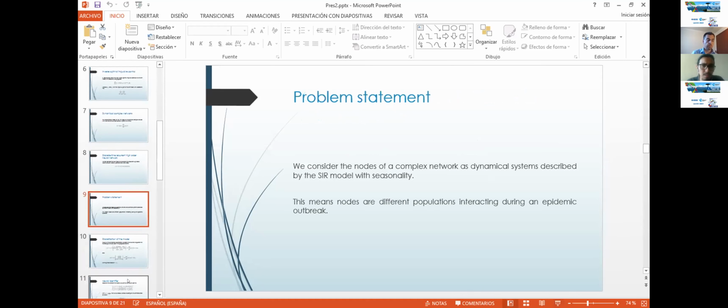Well, what we are trying to do here is that we take a complex network and all of the nodes are dynamical systems described by the SIR model with seasonality. So this will mean that different populations are interacting with one another during an epidemic outbreak. And as I said, we're going to use a pinning control, taking advantage of the complex network configuration. And we're also going to use a neural identifier to identify dynamics of the pinned nodes.